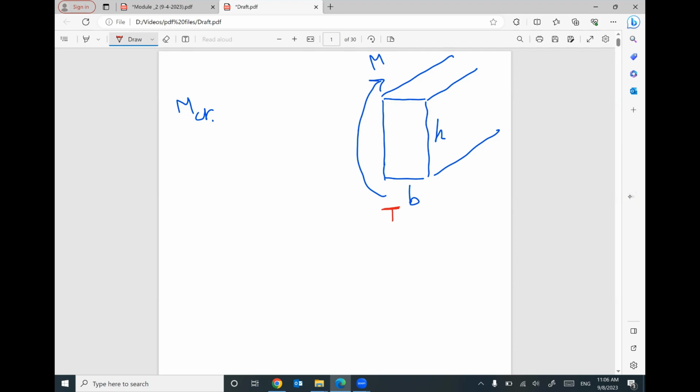So if you have a moment on the beam, we have tension on one side, compression on the other side, and the neutral axis in between. Since the concrete at the bottom is under tension, if this tension is still smaller than or equal to a value called FR, the concrete is still good. And this FR, the modulus of rupture, equals 7.5 square root F prime C, according to ACI.